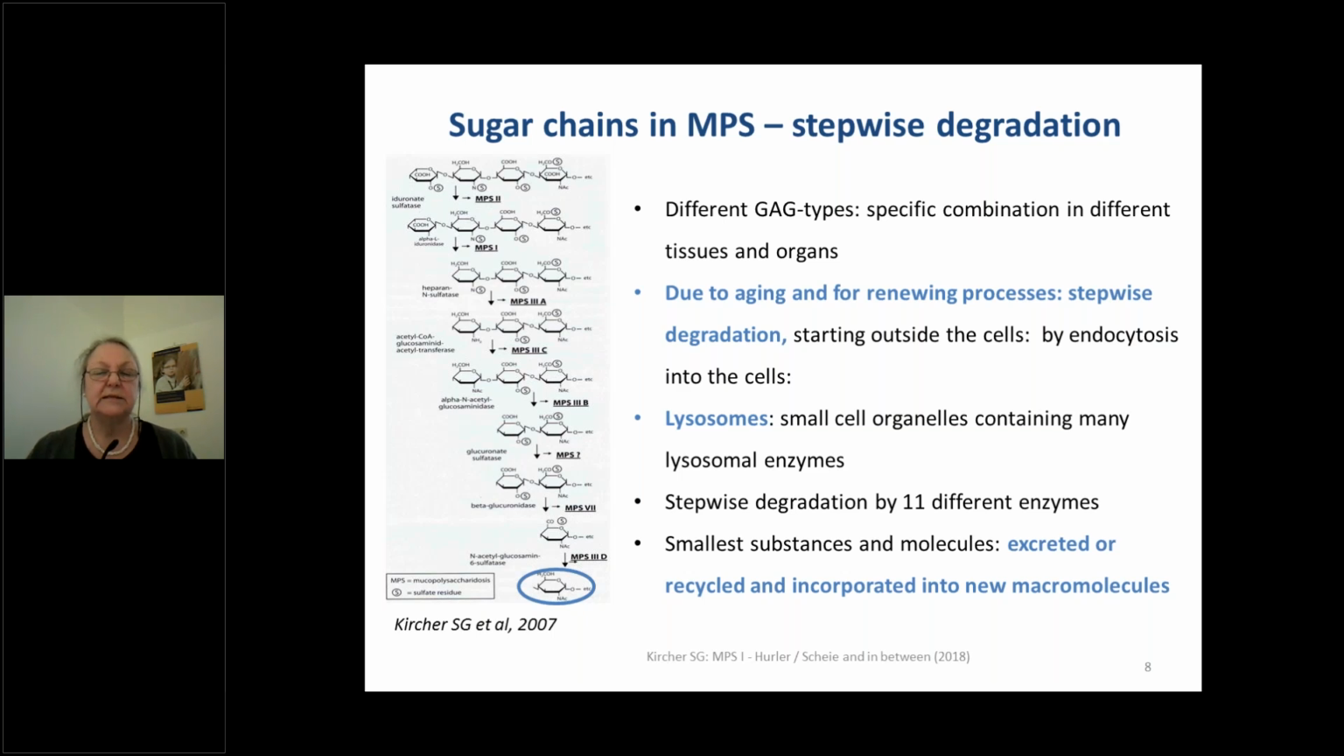This degradation starts outside the cell, and by endocytosis, bigger parts of these chains are brought into the cells, and then they are brought to the lysosomes. The lysosomes are small cell organelles containing many lysosomal enzymes. And the GAG chains are degraded by 11 different enzymes. So the smallest substances you see here, at the end of the chains, are recycled and incorporated into new macromolecules, or they are excreted.